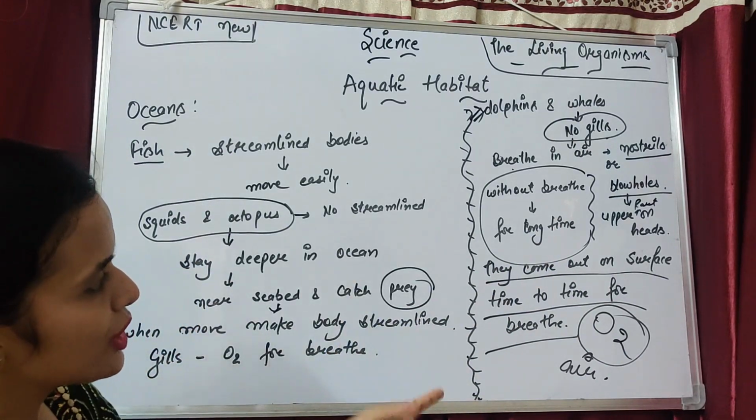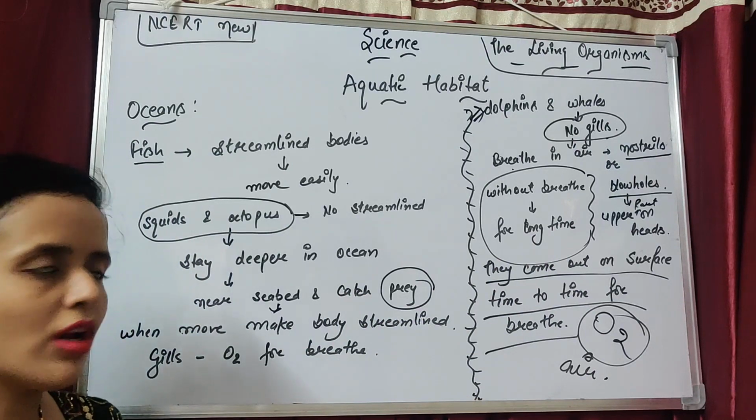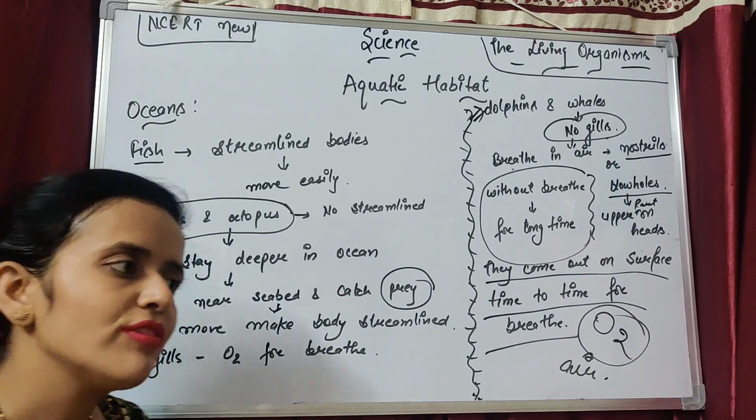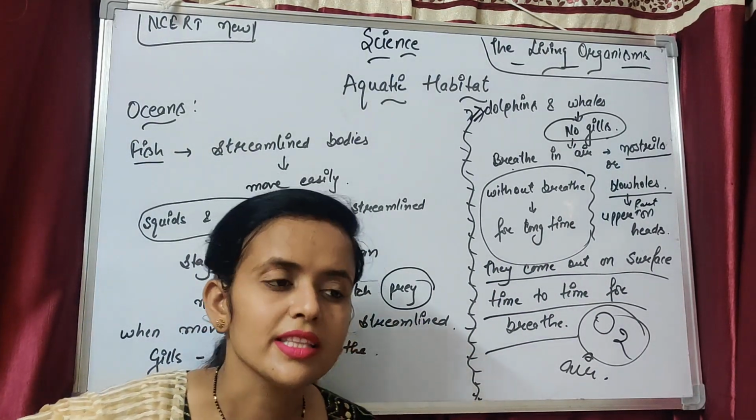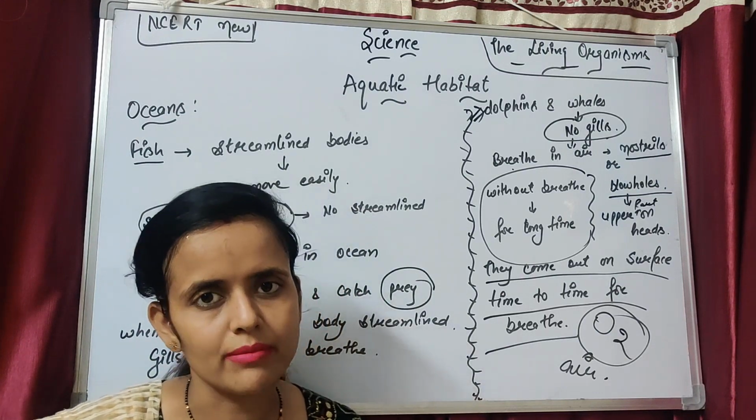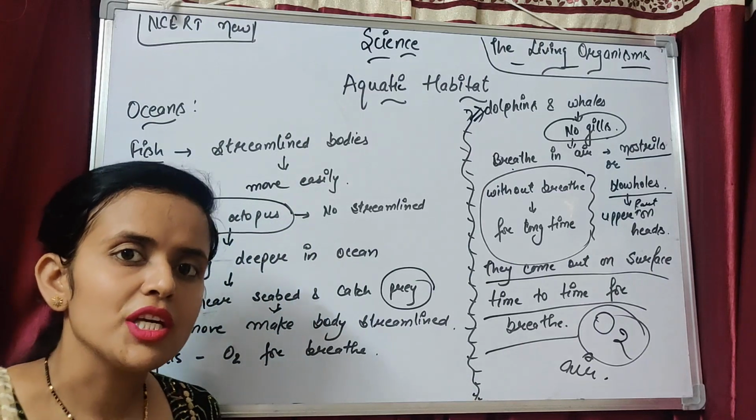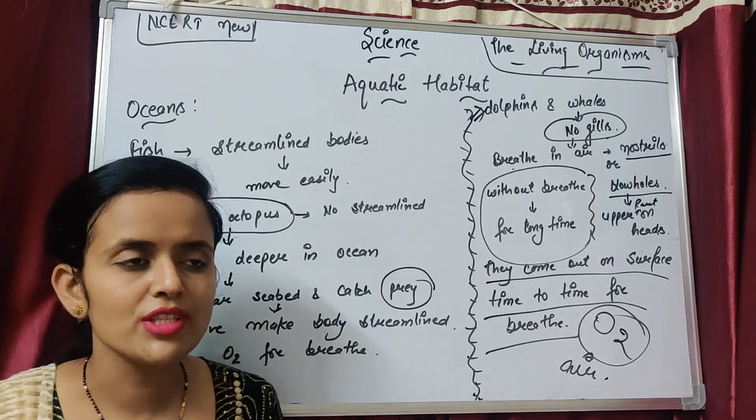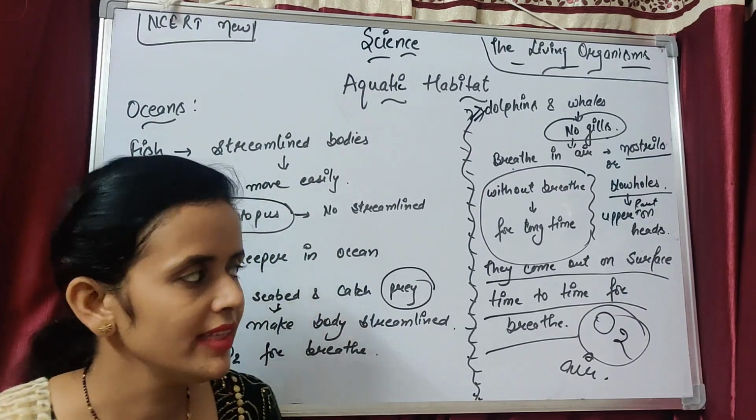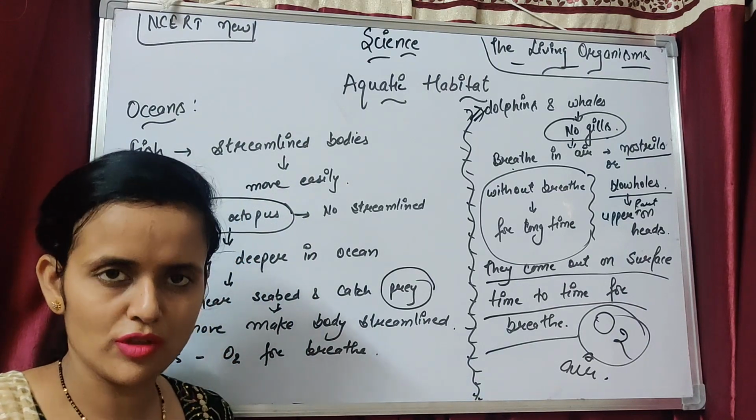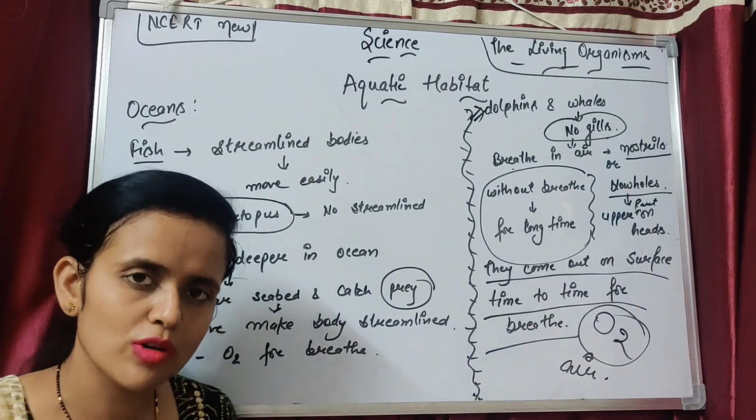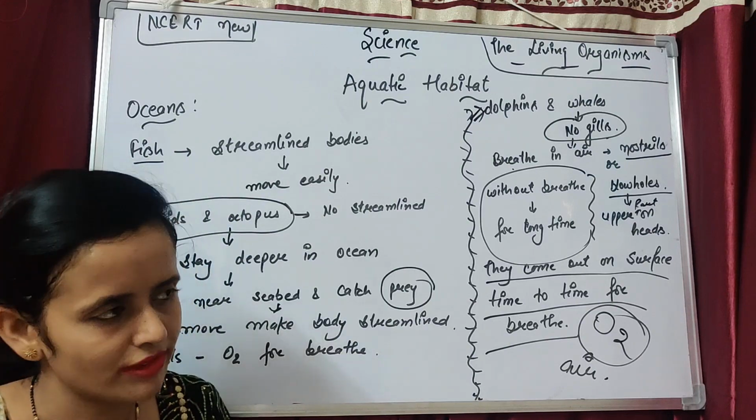Okay, so these are the 3 to 4 points about the dolphin and whale. Dolphins and whales do not have any gills. They stay without breathing inside the water for a long time, and for breathing they use their blowholes or nostrils, which are present on the upper side of the head, and they come out on the surface of the water from time to time for taking oxygen, or you can say for surviving.